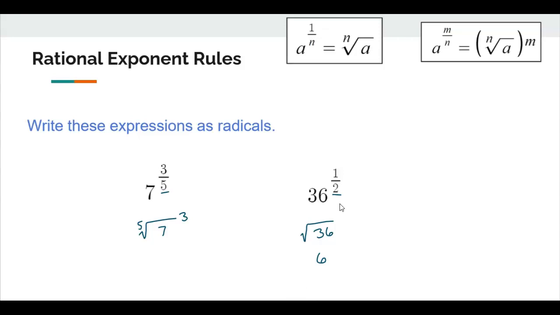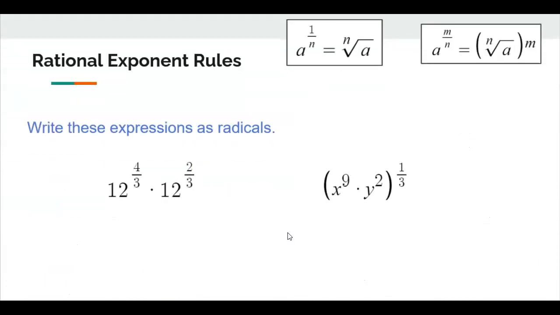So that's maybe one case where it makes sense to write it as a radical. We didn't necessarily see that this was a perfect square that could be simplified until we wrote it in this radical form. And then it registered in our brain that this is a perfect square, and we can simplify it. So let's look at a couple more examples. Write these expressions as radicals.